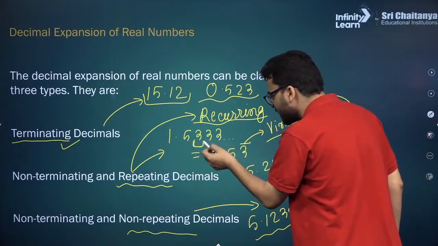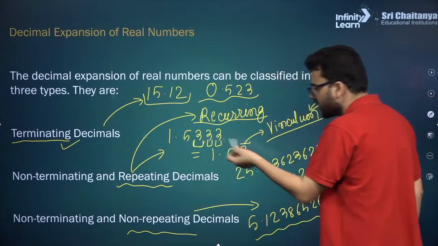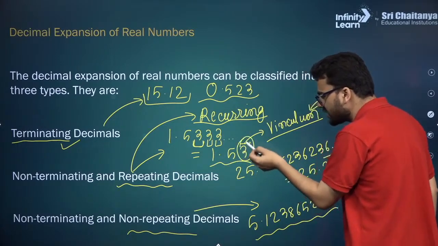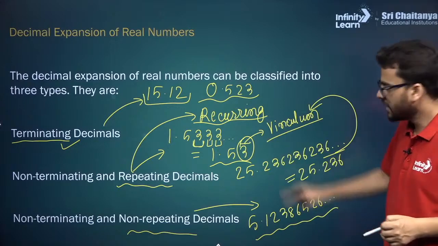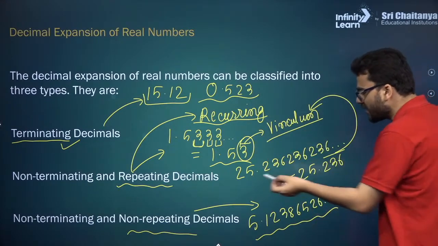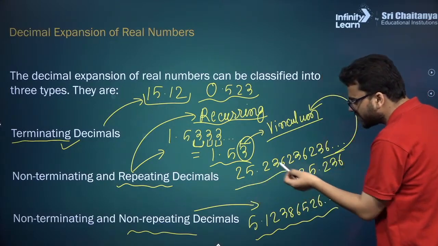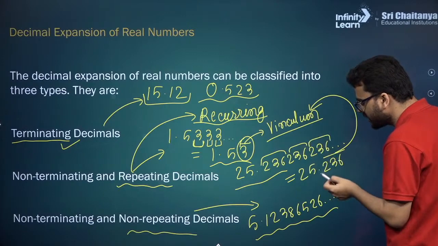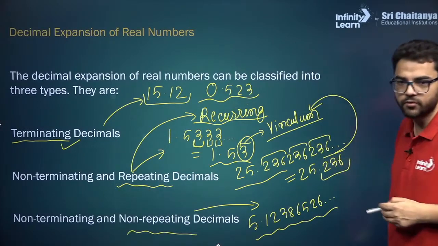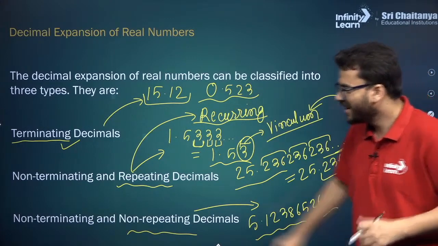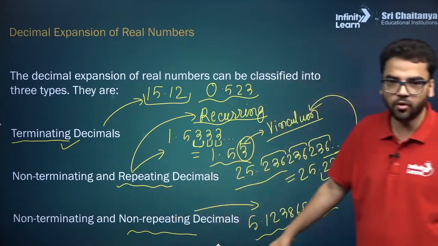For example, 3 is repeating continuously. So we will write it 1.5, 3 is repeating, so I'll put a bar over 3 over here, and that bar is called vinculum. I hope it is clear. Now it can be like this as well, 25.236. You see the thing which is repeating, 236 is repeating, so we'll put a bar or a vinculum over 236 over here.